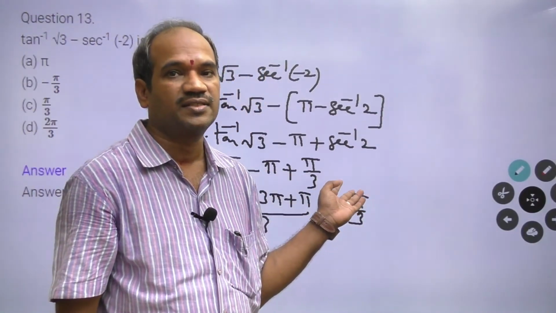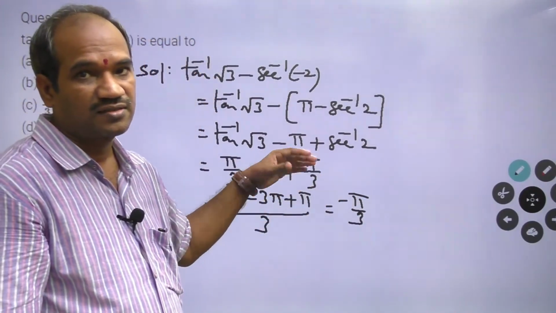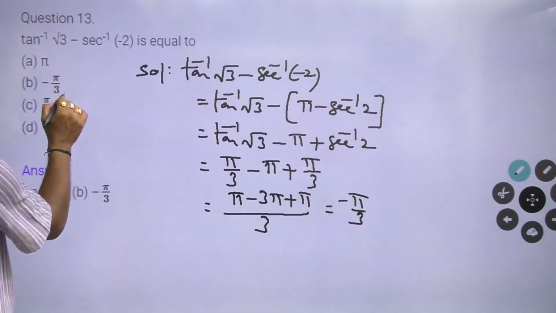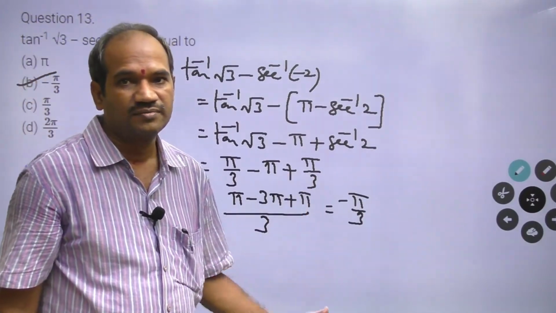It is our textbook's second exercise last question, an objective question. The answer is minus pi/3, which means option B. Write this one more time.